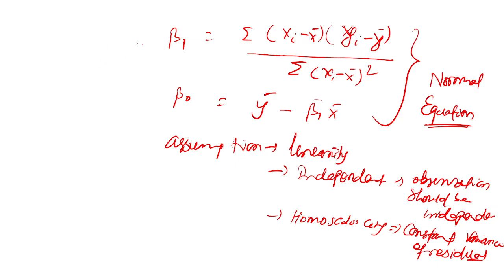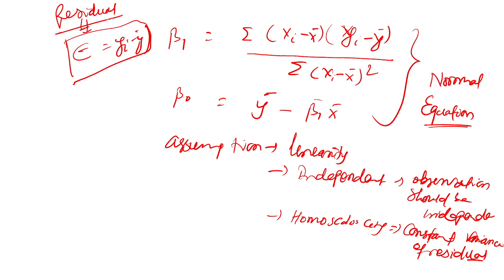What is the error actually? Error is yi minus y bar. This is the error, which we call the residual. I'm trying to make some notes to get the values, and then we'll solve one problem also in a similar way. Then normality should be there. So these are some of the assumptions.